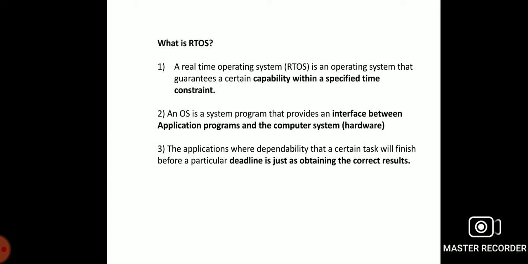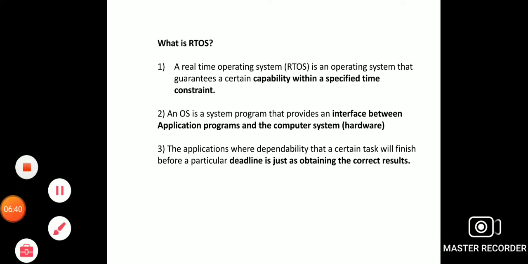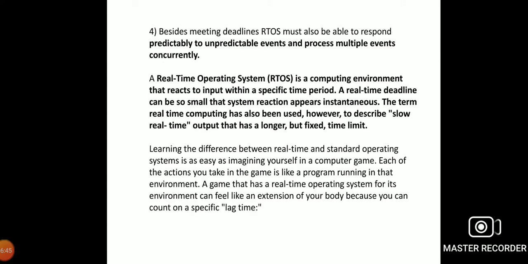A real-time operating system is a computing environment that reacts to input within a specified time. The real-time deadline can be so small that the system reacts with the appearance of being instantaneous. Real-time computing can also be used, however, for slower real-time output that has a longer but fixed time limit. So in this session, we are going to discuss the real-time operating system. Now we can move to learning the difference between the real-time and the standard operating system.